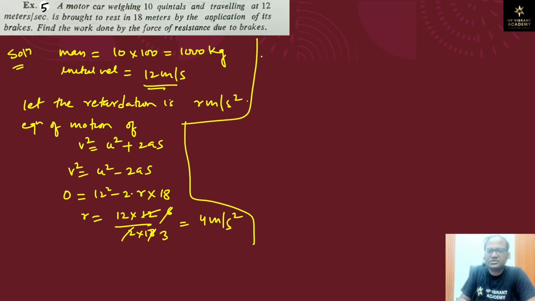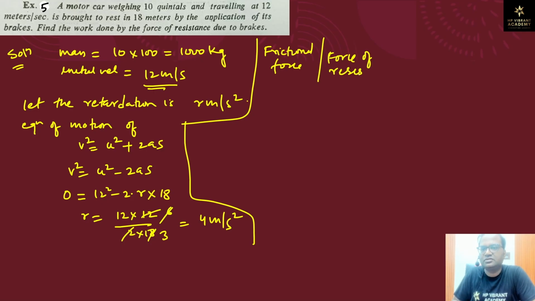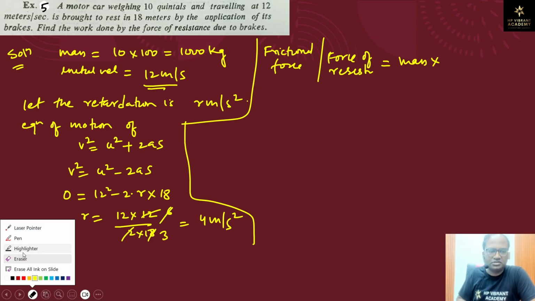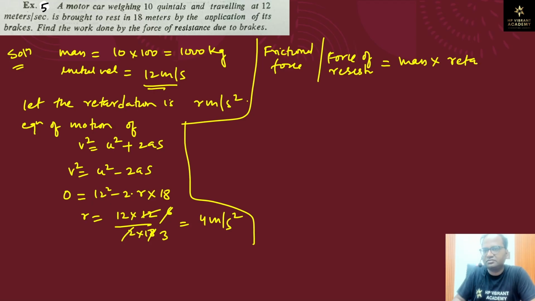Okay, so we have the force of resistance. The force of resistance is equal to mass into acceleration, or mass into retardation we can write. There is no acceleration here because the velocity is getting decreased. So this is equal to mass, 1000, into 4. This is 4000, a force of 4000 Newton, the force of resistance.